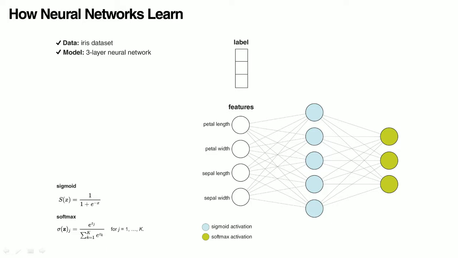And so the question here is, why not just use sigmoids on the final layer as well?